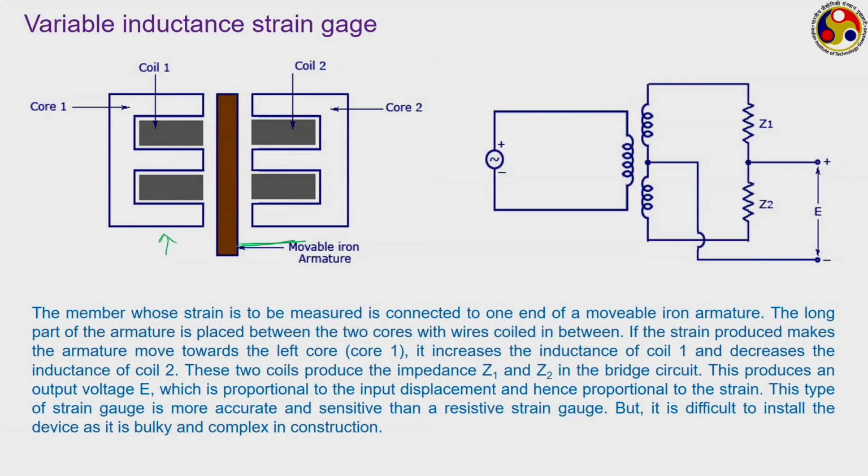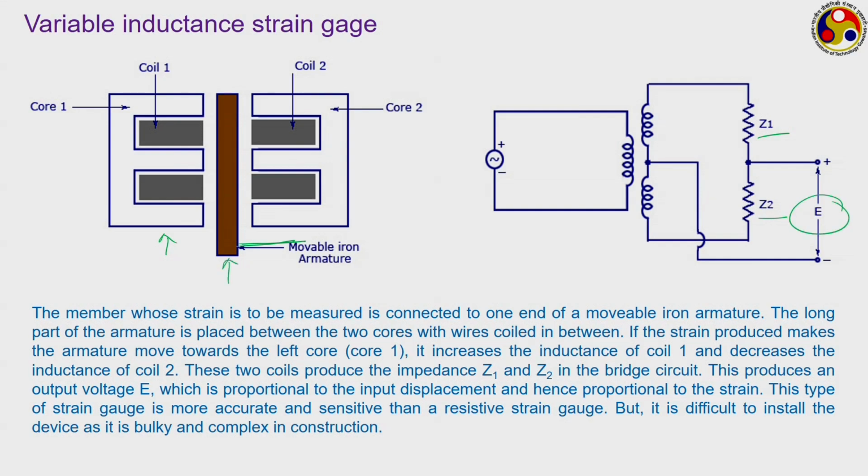So, correspondingly, the impedances produced in the corresponding circuit, Z1 corresponding to coil 1 and Z2 corresponding to coil 2, will not remain the same, and an output voltage E will be produced, which should be proportional to the displacement of this moving iron armature.